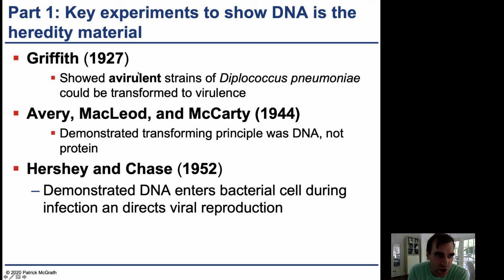All right, so the first part of this chapter is understanding some key experiments to show DNA is the heredity material. So how do we know that DNA is actually responsible for the blueprint of life, and why that's important for inheriting traits in future generations and future offspring.